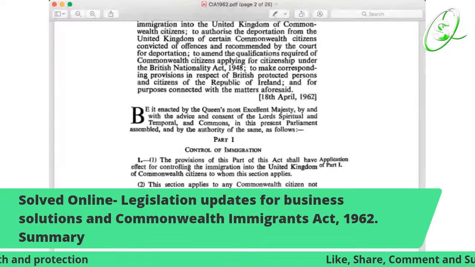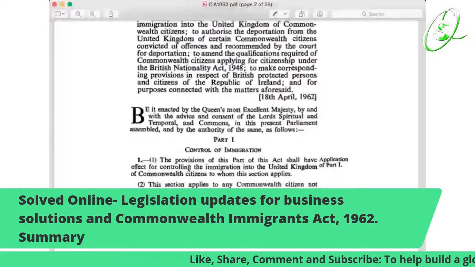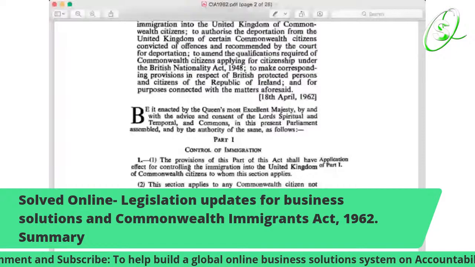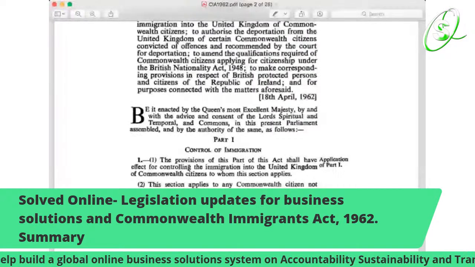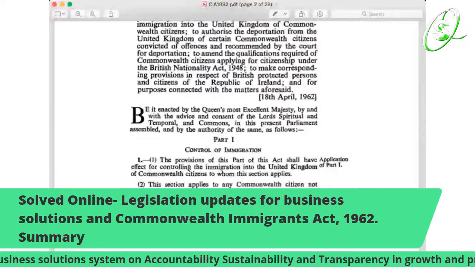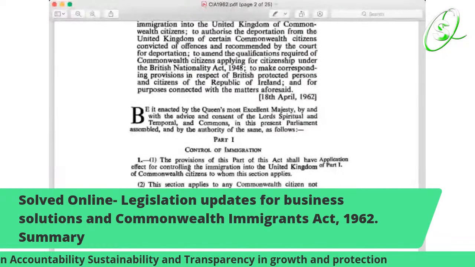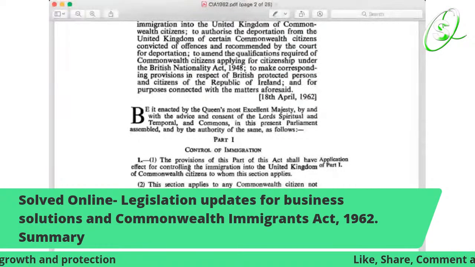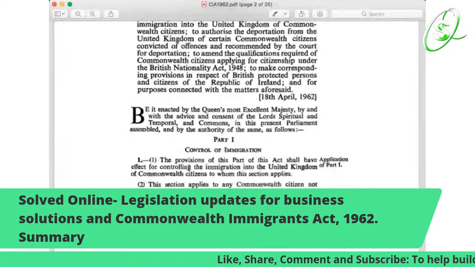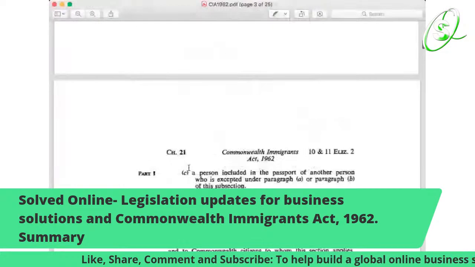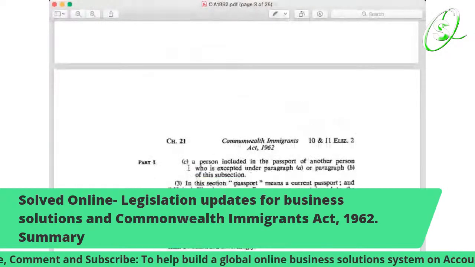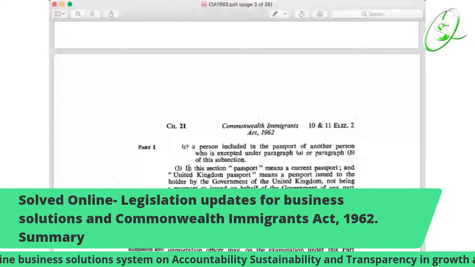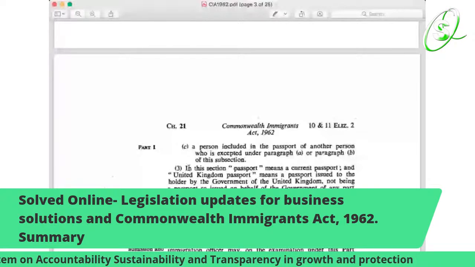So it goes, this section applies to any Commonwealth citizen not being a person born in the United Kingdom, B, a person who holds a United Kingdom passport and is a citizen of the United Kingdom and Colonies, or who holds such a passport issued in the United Kingdom or the Republic of Ireland. Or C, a person included in the passport of another person who is excepted under paragraph A or paragraph B of this subsection.